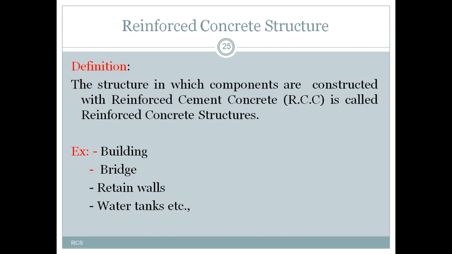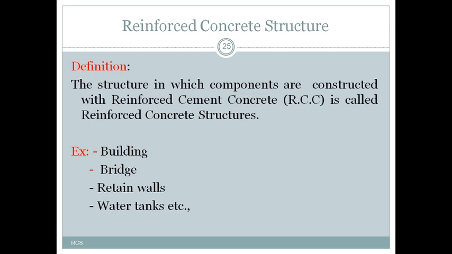Similarly, if you take a building, it is one structure. A building has many components, right from bottom to top. From bottom: foundation, columns, walls, beams, slabs, etc. If you combine all these components, then it will form a structure. Similarly, we can define a reinforced concrete structure. The structure in which the components are constructed with reinforced cement concrete is called a reinforced concrete structure. Examples of reinforced concrete structures are buildings, bridges, retaining walls, water tanks, etc.